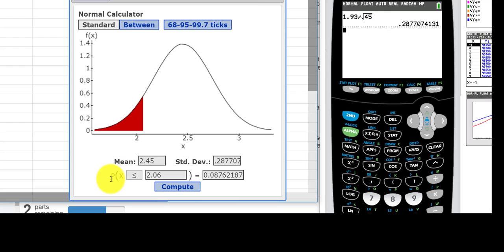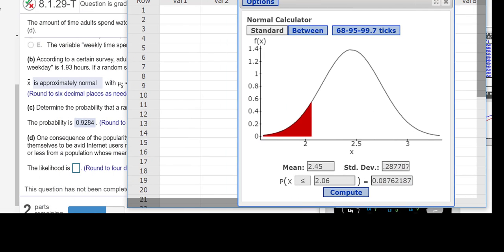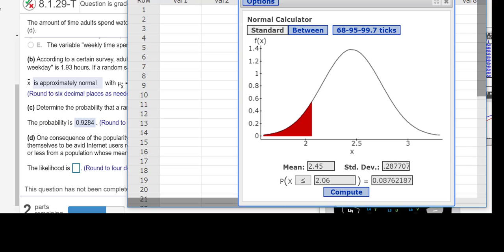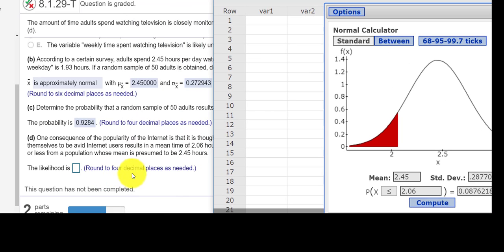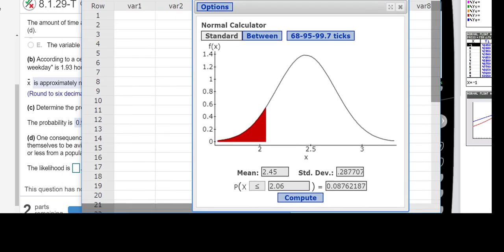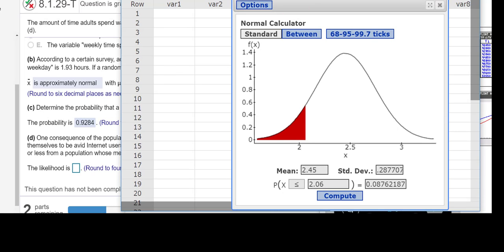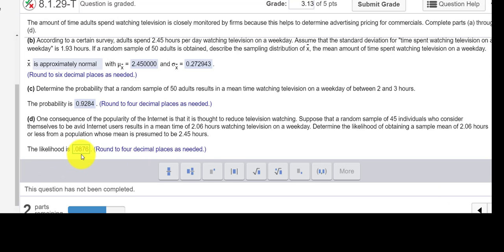So it looks like the probability is 0.0876. I think they asked us to go 4 decimal places. So let's just take a look. Yeah, it does say round to 4 decimal places. And that's my final answer.